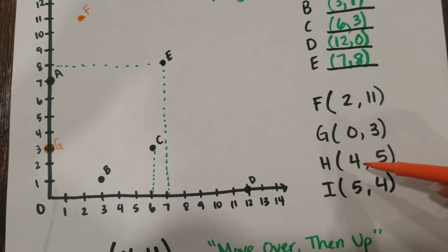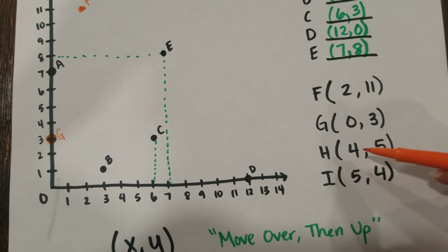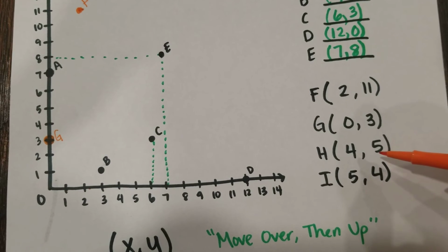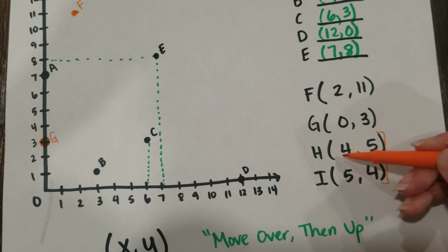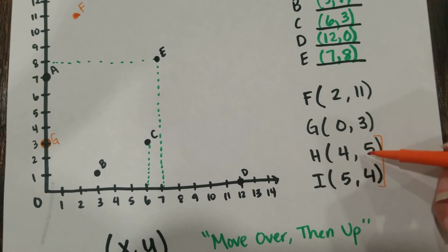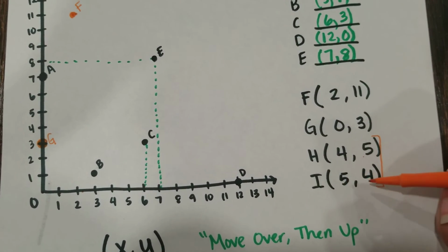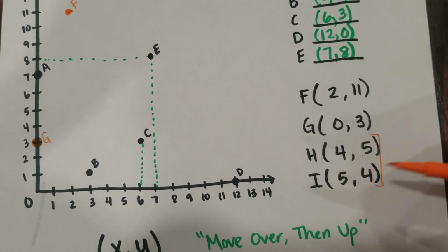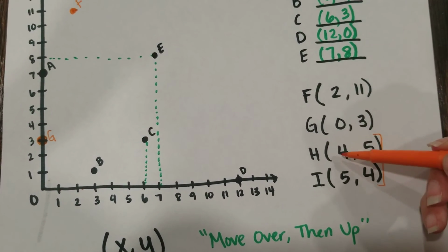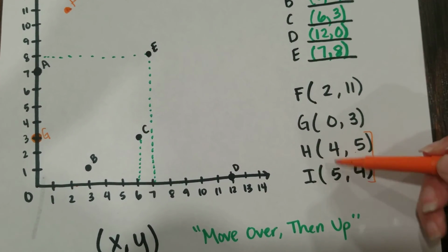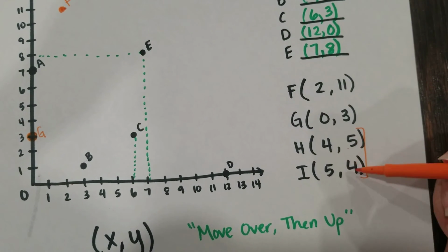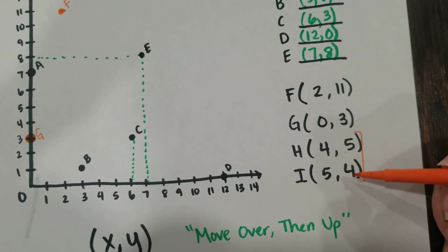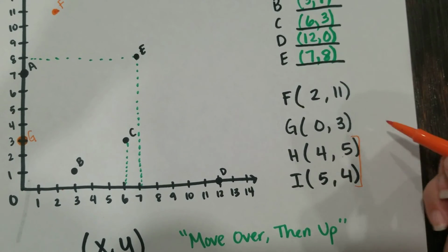H, point H is move over 4 and up 5. Ooh, look at H and I. They're very similar. We've got a 4 and a 5 for H, and then we've got 5 and 4 for I. These are 2 very different locations, though, because this is our X coordinate, and this is our Y coordinate, and they are different. So let's see how these compare to each other.